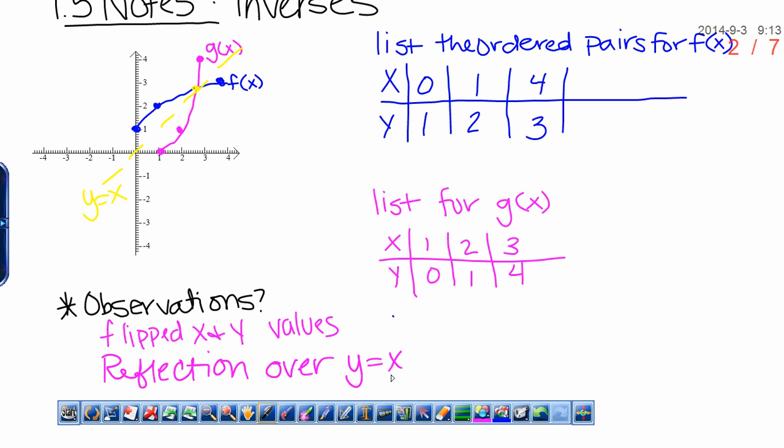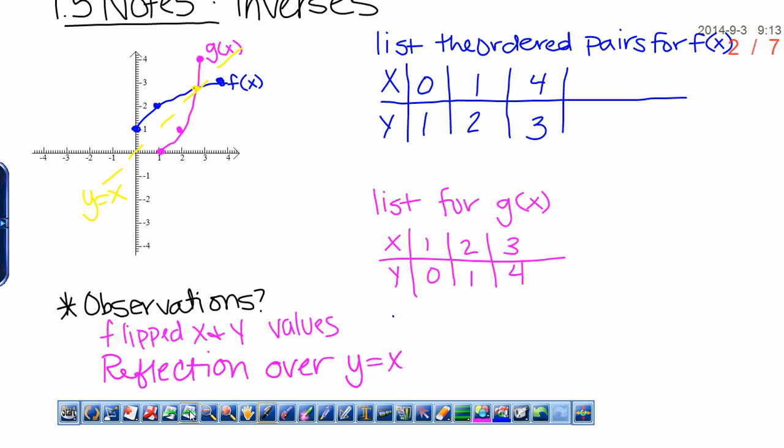So also I want you to notice with flipped x and y values, do you see that your domain and your range also flip? So f of x has a domain from 0 to 4, and g of x has a range from 0 to 4. F of x has a range of 1 to 3, g of x has a domain of 1 to 3. So with flipping those x and y values, you're also flipping your domains and ranges.